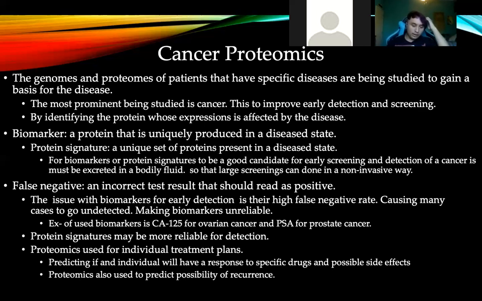The issue with biomarkers for early detection is that they have a high false negative rate, causing many cases to go undetected. This makes biomarkers unreliable. An example of used biomarkers is CA-125 for ovarian cancer and PSA for prostate cancer. Protein signatures may be a bit more reliable for detection, and proteomics can be used for individual treatment plans.